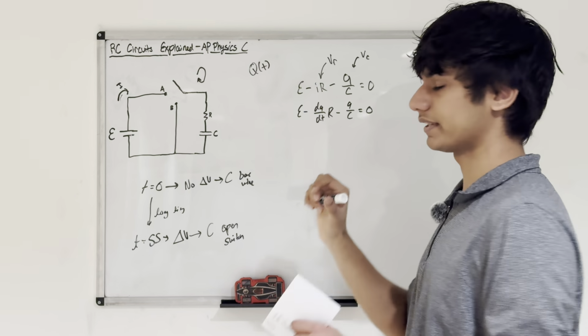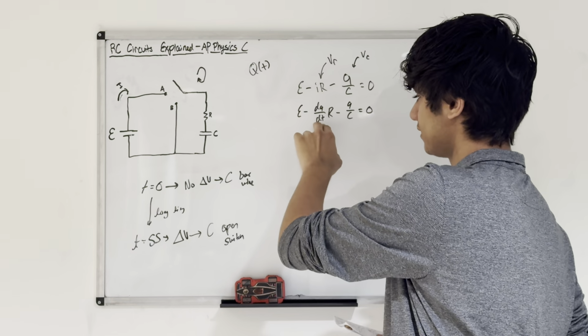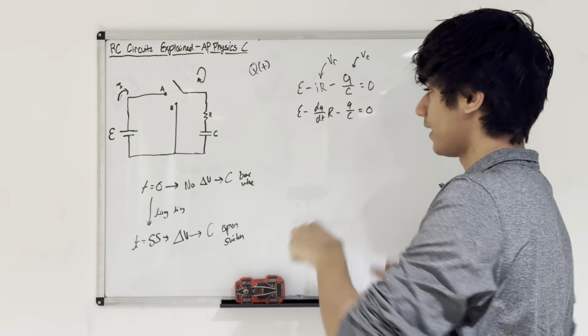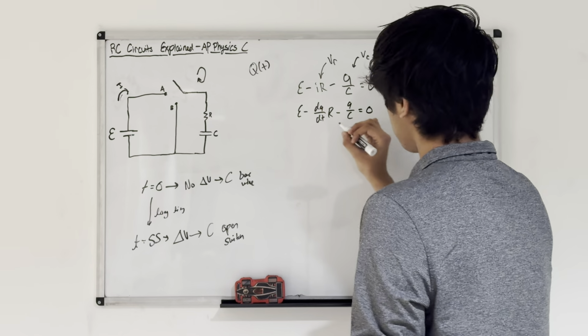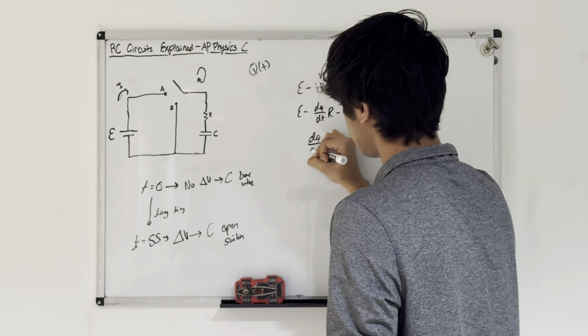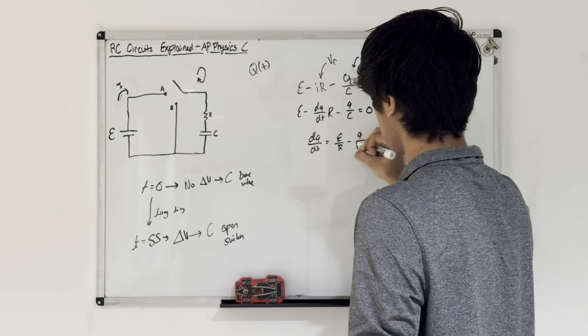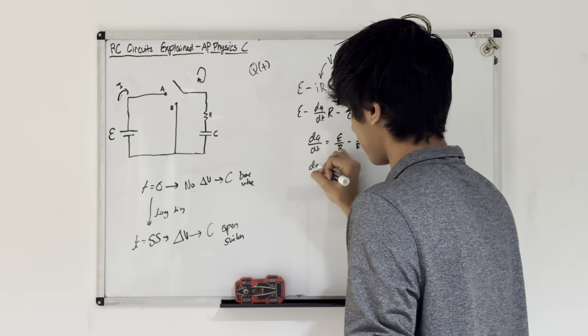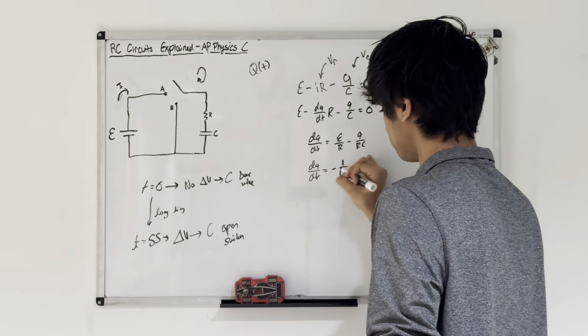But the idea is basically we're going to take our dq's and our q's on one side. We're going to take our dt's, and there's no t's on the other side. And we're going to integrate then. Okay? So to do that, we move our dq/dt to this side. We divide by R. We get dq/dt is equal to E divided by R minus q divided by RC. We can factor out a negative 1/RC.